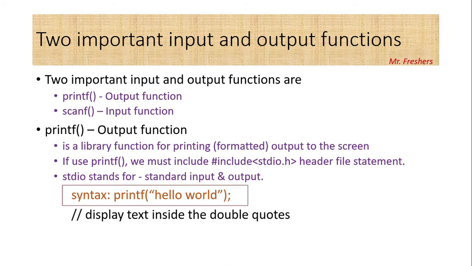What are the two important functions in C? Input and output functions. Okay, these two functions, printf and scanf, are inbuilt functions. What is that? Inbuilt function. So printf is for output, scanf is for input.